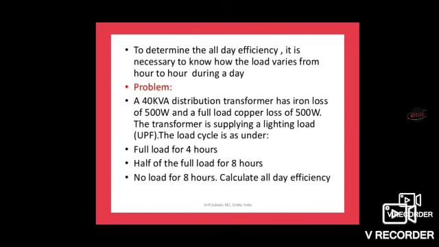To determine the all day efficiency, it is necessary to know how the load varies from hour to hour during a day. Let us discuss a problem using all day efficiency. A 40 kVA distribution transformer has an iron loss of 500 watts and a full load copper loss of 500 watts. The transformer is supplying a lighting load, that is UPF. The load cycle is as follows: full load for 4 hours, half of the full load for 8 hours, no load for 8 hours. Calculate the all day efficiency.